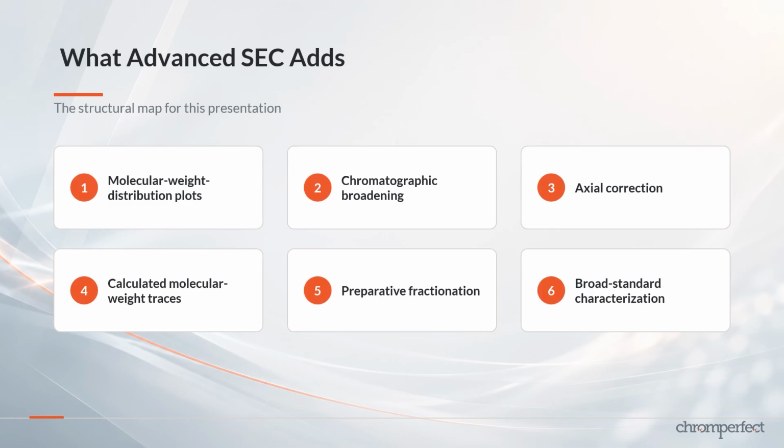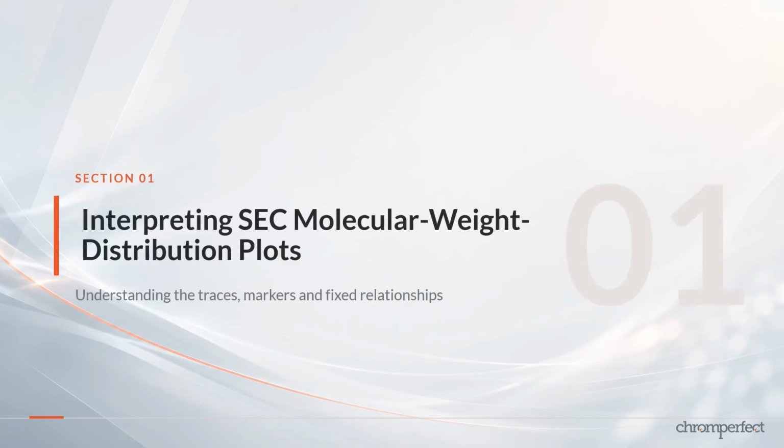These subjects are intended for serious SEC chromatographers. They build upon the principles already discussed and examine how molecular weight distribution plots should be interpreted, how chromatographic broadening affects calculated results, how axial correction attempts to compensate for that broadening, and how advanced SEC information can support preparative fractionation and the characterization of broad standards. We will begin with the interpretation of SEC molecular weight distribution plots.